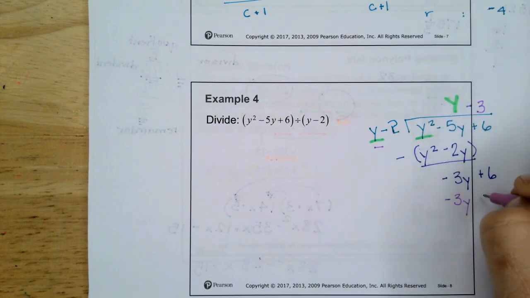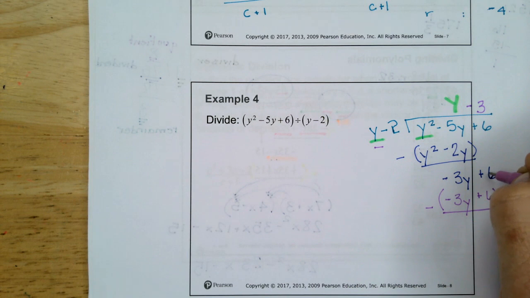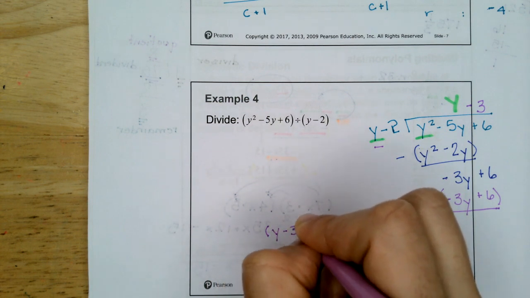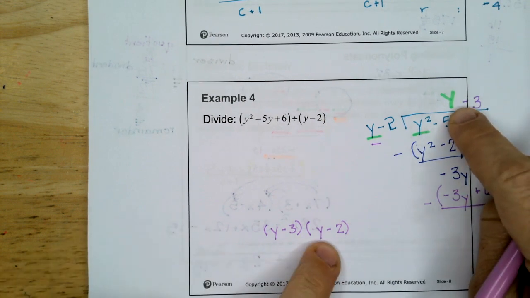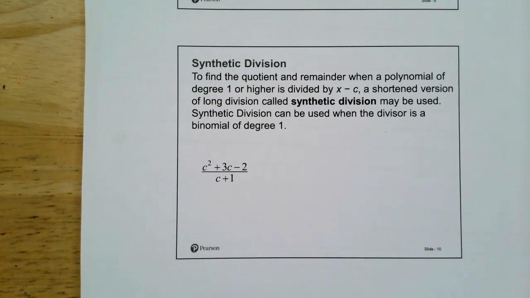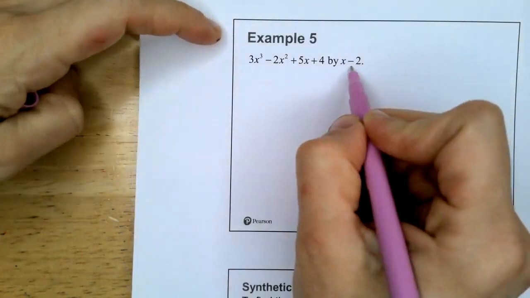Negative 3 times a negative 2 is a positive 6. Subtract all that. Negative 3y plus 3y, 0. Positive 6 minus 6, 0. So there's no remainder. If I take y minus 3 and I multiply it by y minus 2, if I take this and I multiply it by this, I should get this back, okay? Still in descending order, so that's good.